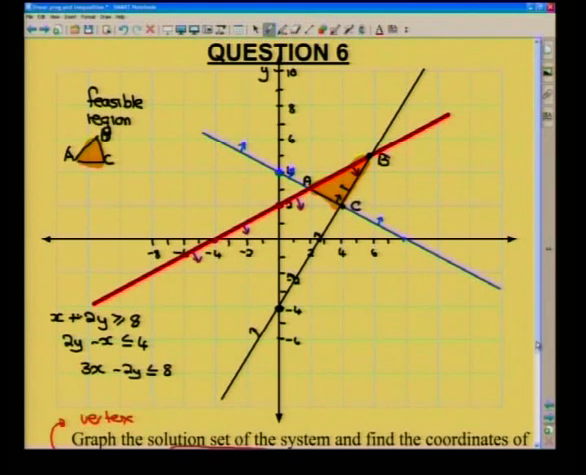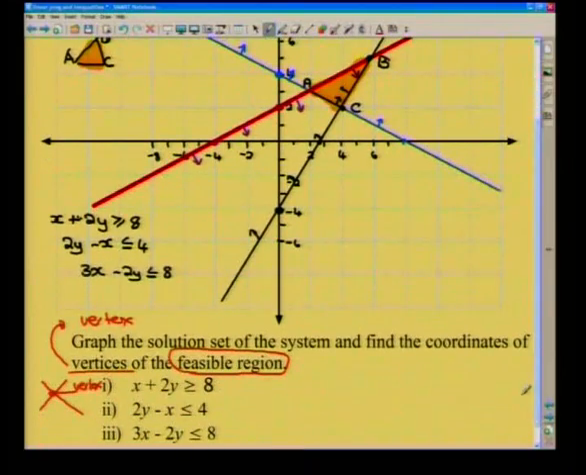What is the next part of the question? They say, determine the coordinates of the vertices of the feasible region. Now, the vertices of the feasible region are, in fact, the A, B, and C coordinates. If this has been accurately graphed, it is possible to read these straight off the graph paper. And a lot of the time, that's what they would encourage you to do. But if you have any doubt, rather solve it simultaneously. And that's what I'm going to do to a large extent here.